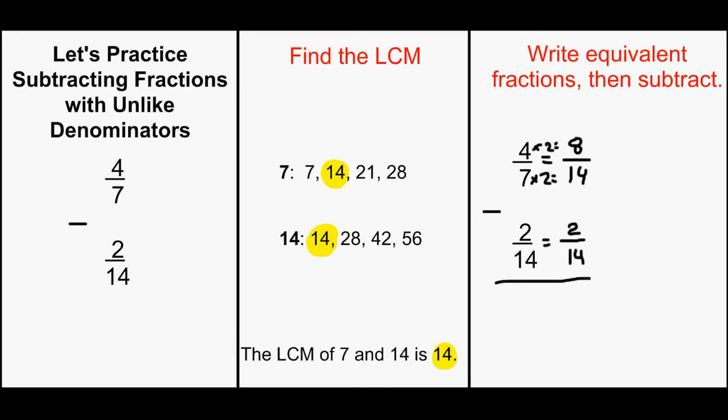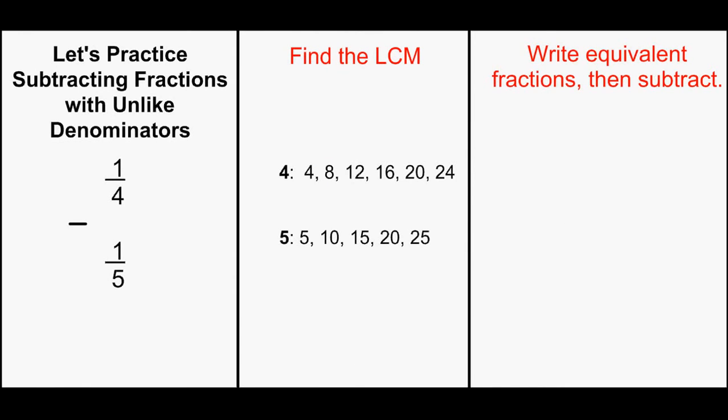Now that we have common denominators, we can subtract. 8 minus 2 is 6. Our denominator, 14, stays the same. 6/14. Of course, if our answer can be reduced, we're expected to reduce it. We will divide both the top and bottom by 2, which will give us 3/7. The answer, 3/7.